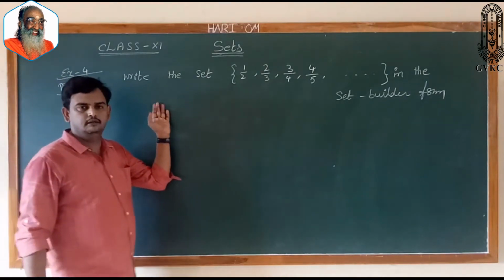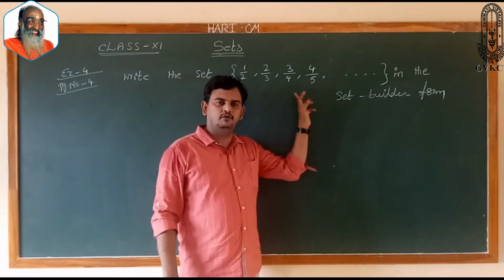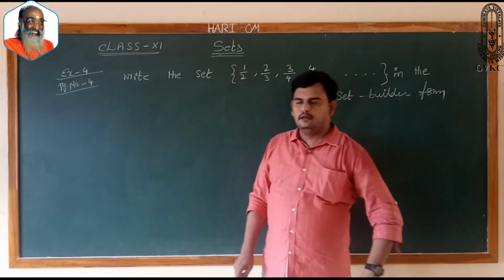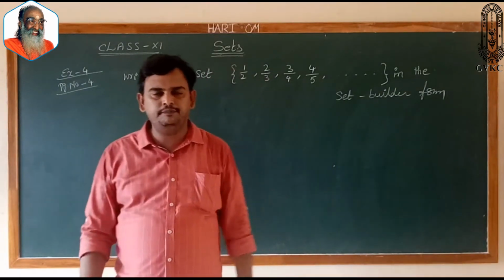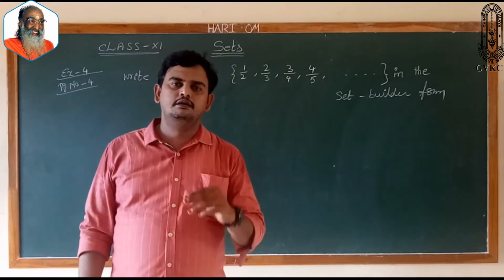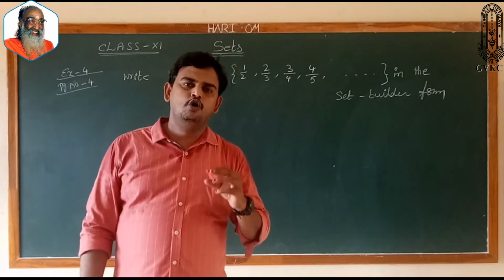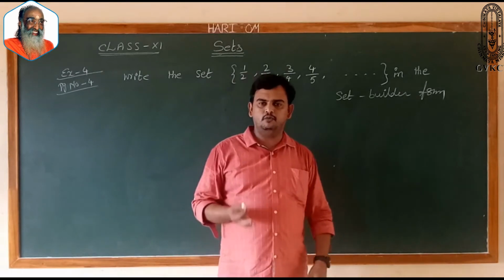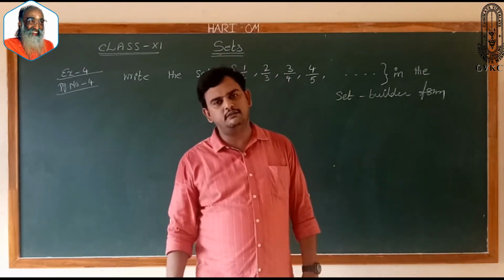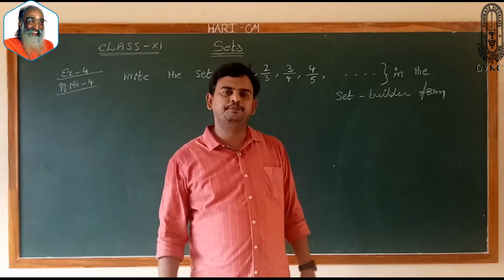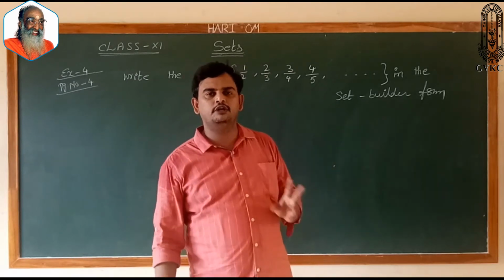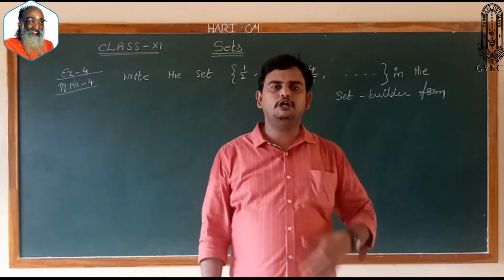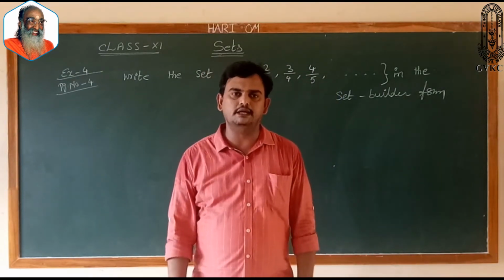Write the set 1 by 2, 2 by 3, 3 by 4, 4 by 5 and so on in the set builder form. Here also, when we observe the question, the given set is in list form or roster form. When it is in list form or roster form, we need to convert it into the set builder form. As I told you, when the list form is given, we need to identify the relationship between each element so that you can write set builder very easily.